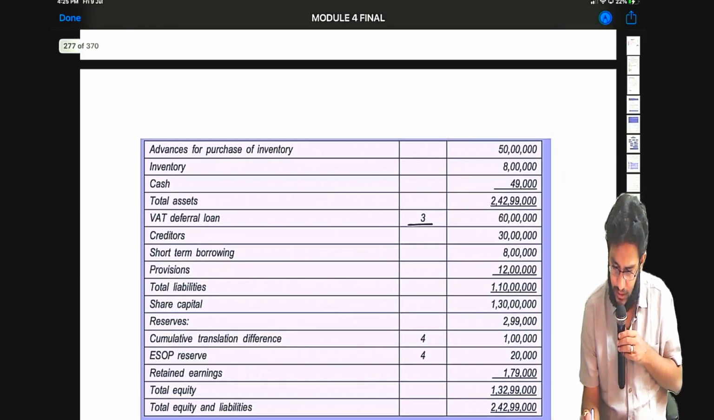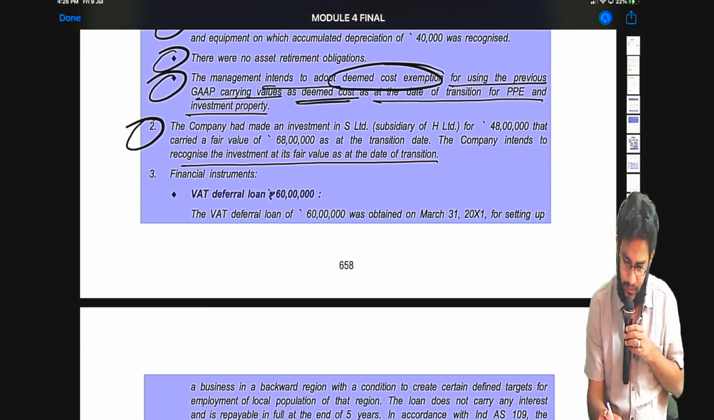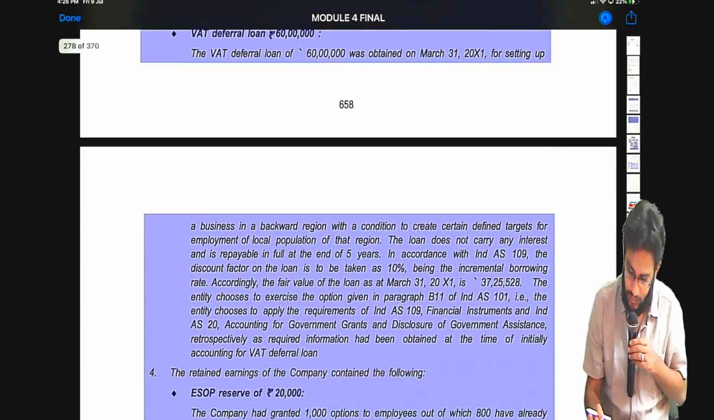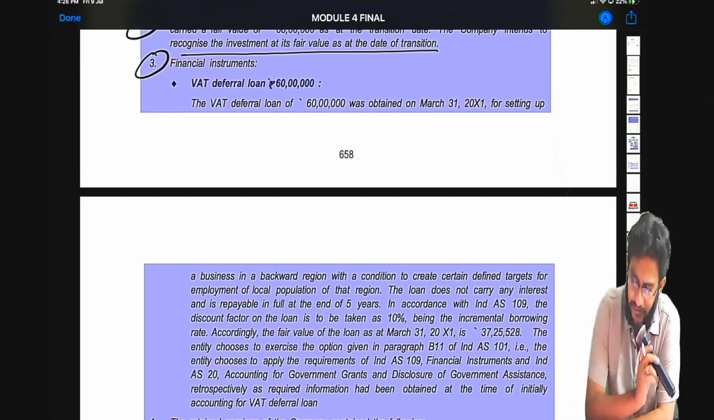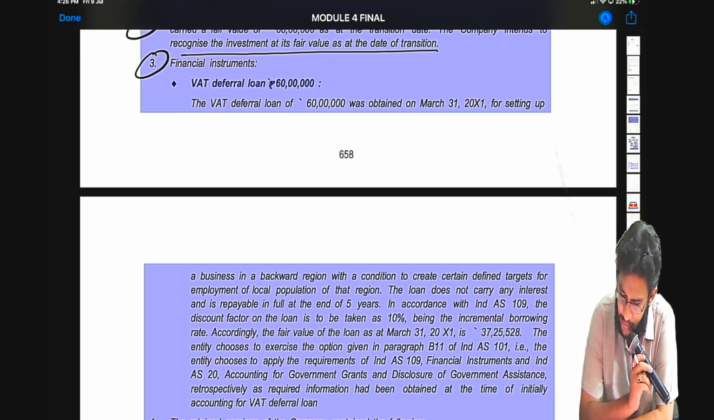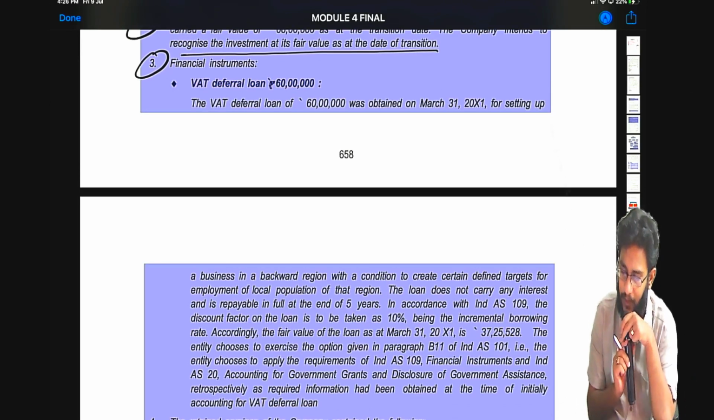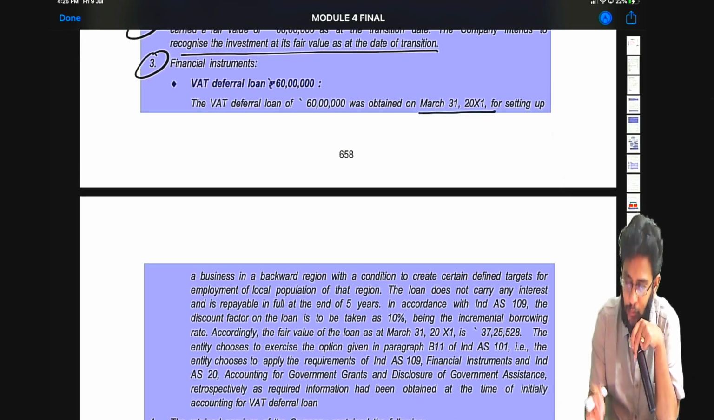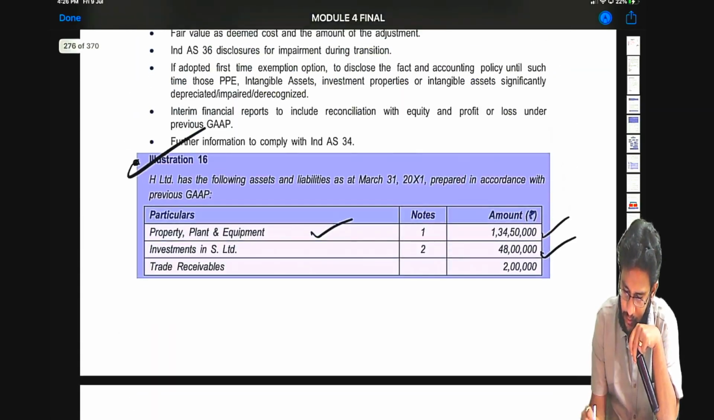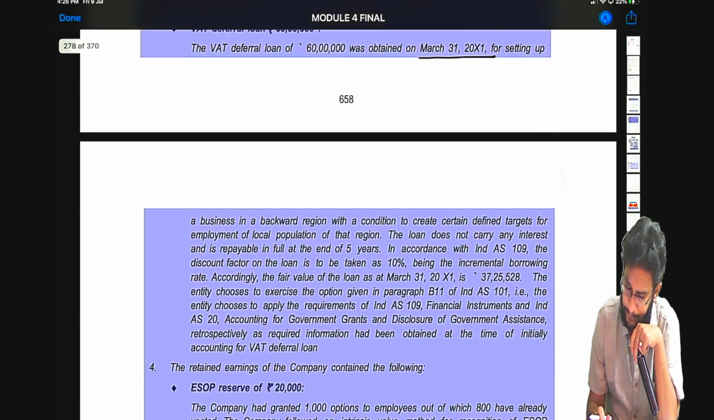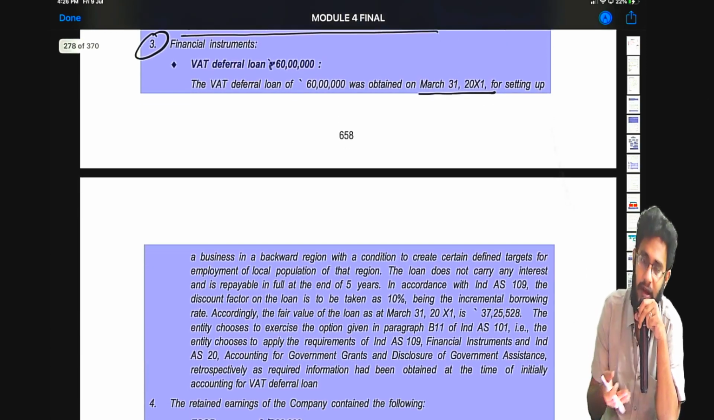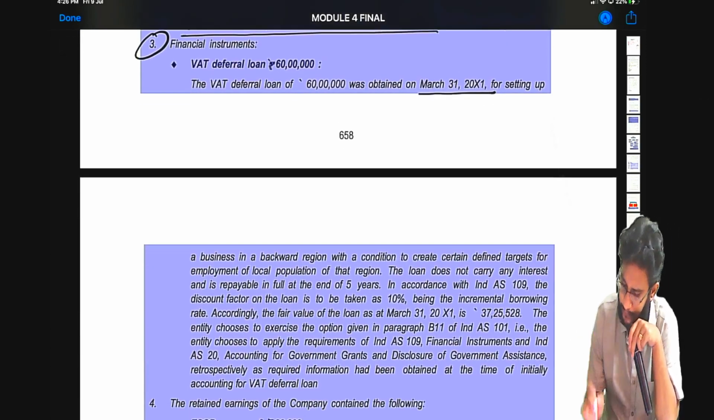Next, note point 3 is regarding VAT deferral loan. Let's see what is that. Looks like a big paragraph. Anyway, let's see. The VAT deferral loan of rupees 60 lakhs was obtained on 31st March 2001 for setting up. Oh, wait there. Was obtained on 31st March 2001. When is 31st March 2001? Balance sheet date only. Just today only you obtained. Or if I am standing on the transition date, yesterday we have obtained.